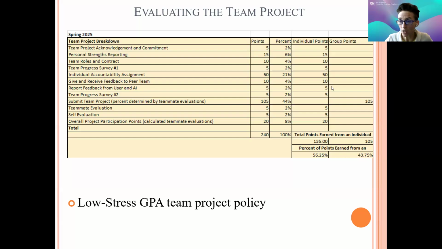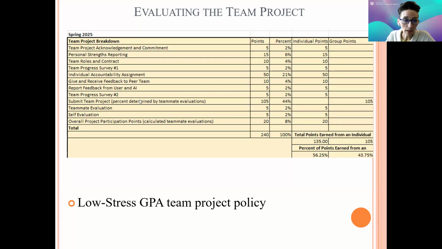So you'll notice that the whole project is worth 240 points. And there are points that you earn as an individual, and there are points that you earn from the team project, the deliverables that are submitted at the end. So all of these other things, you'll see individual points, this column right here: team project acknowledgement and commitment. That's something you do as an individual. Personal strengths reporting, you will do that as an individual. You'll do all of these things as an individual because they're meant to help you build the skills to be successful in the team and to develop teamwork skills and to show that the whole process matters.